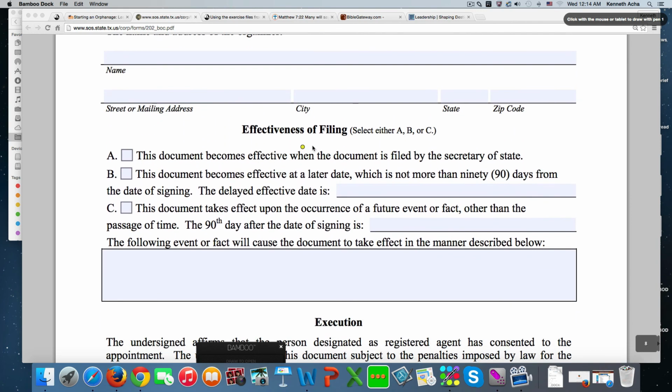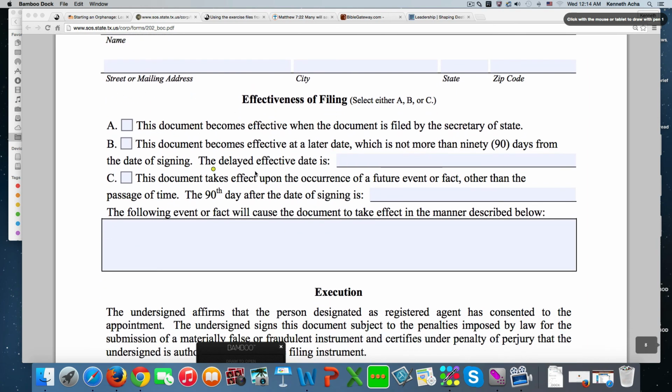So you keep going and you see here that it says effective filing. Now, this basically asks you, do you want this to start effective as soon as they receive it? Yes, you should choose that one, that this document becomes effective when the document is filed with the Secretary of State. So choose A right here. Otherwise, if you choose something else, they might have to wait, because you could send them a document and say, don't wait, file this document in 5 months, or give a date for them.